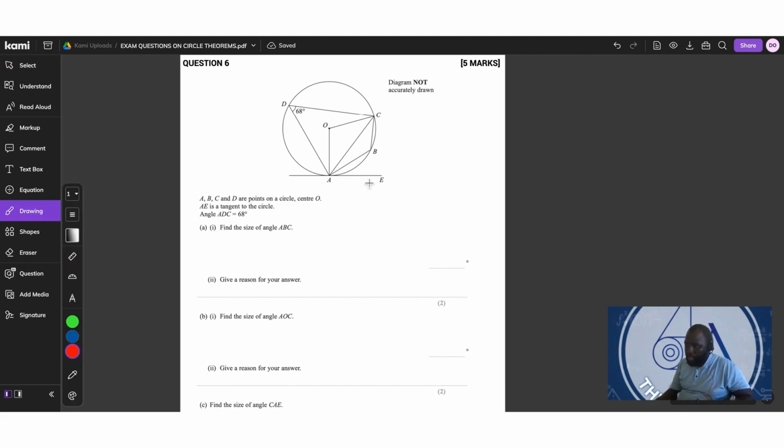And in question 6, we have another very nice shape. A, B, C, D are points on a circle, center O. AE is a tangent. Angle ADC is 68 degrees. So ADC, that angle there is 68 degrees. You see how they give you minimalistic information. The rest of the information is there for you to find while solving the problem.